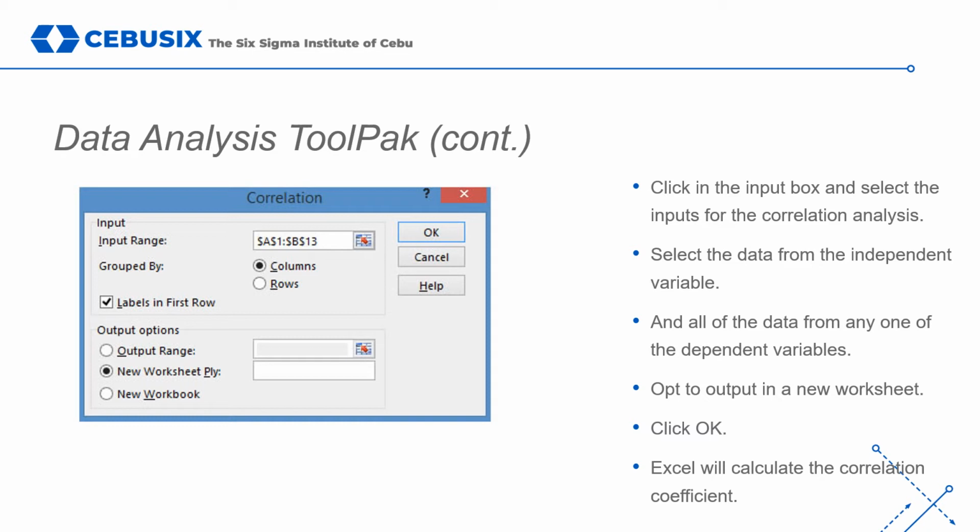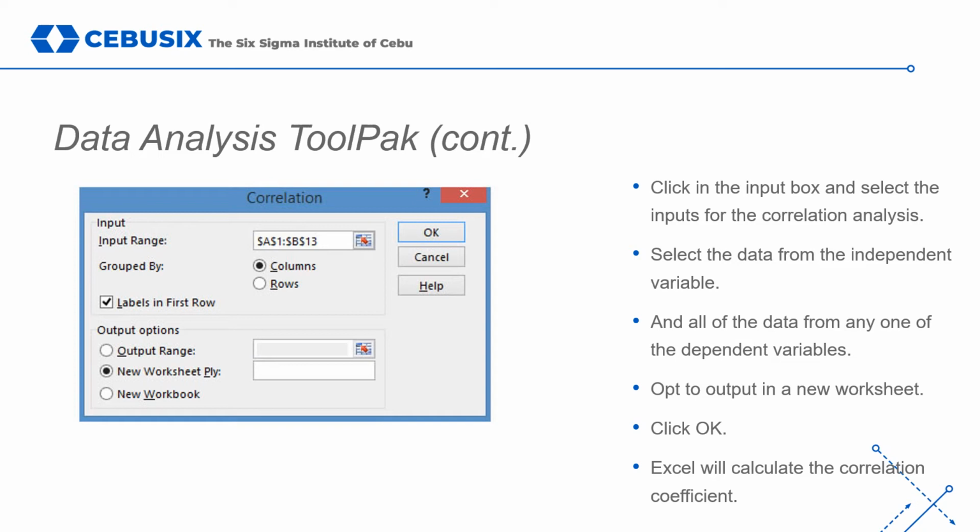If you selected the header rows in the input range, check the box for Labels in the first row. But if you did not select the header row, then there is no need to check this box. Select the option to output the results to a new worksheet and then click OK. Excel will then automatically calculate the correlation coefficient for you. In this case, the result will be a negative 0.98978, which means that there is a very strong correlation between time and temperature B, but that correlation is a negative one.